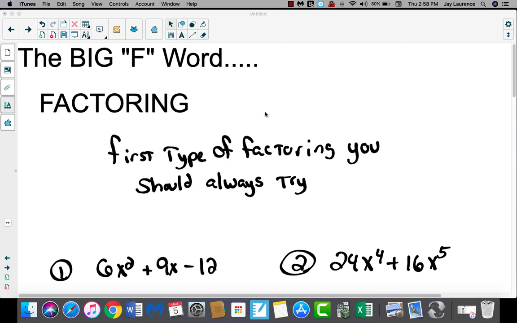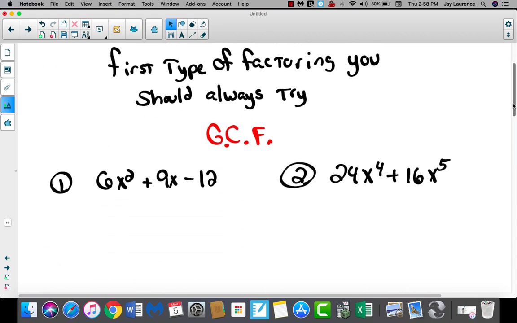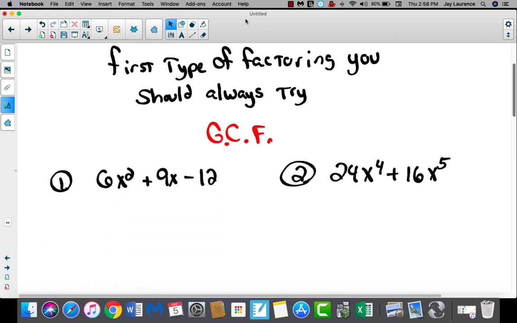All right. So today we are going to start with the big F word. Yes, that's right, the big F word, factoring. Now, it's important that you realize the first type of factoring you should always try is... achoo. Oh, it didn't work. My sneeze didn't work. Achoo. There we go. GCF, the greatest common factor. And we did that a couple days ago, I think maybe on Wednesday. We factored by the GCF, right? So let's take a look at examples 1 and 2.